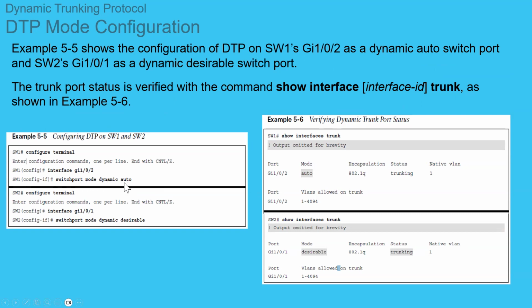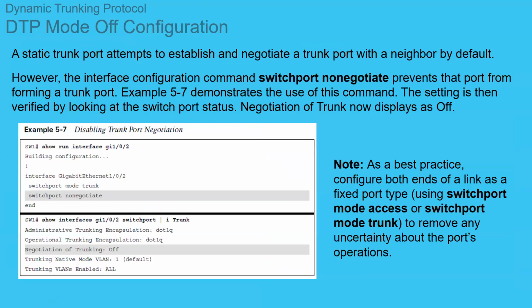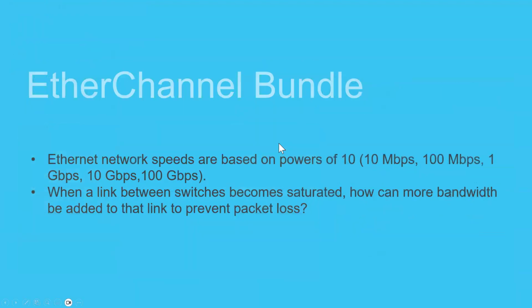Dynamic auto on one side, if the other side also has dynamic auto, they will not form the trunk. But auto with desirable forms the trunk, desirable with desirable forms the trunk, and trunk with trunk is obviously the trunk. Then you can go and check the interface trunk and all those configurations that we have already checked. If you want, you can turn off DTP with switchport nonegotiate, then it will not negotiate DTP. It will not make this automatically trunk.